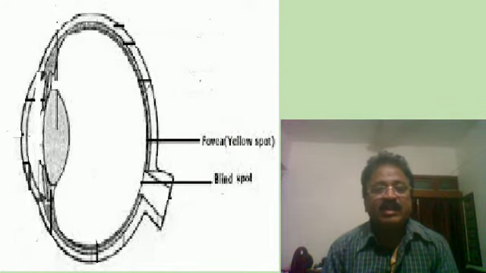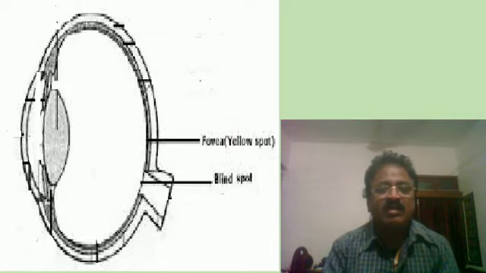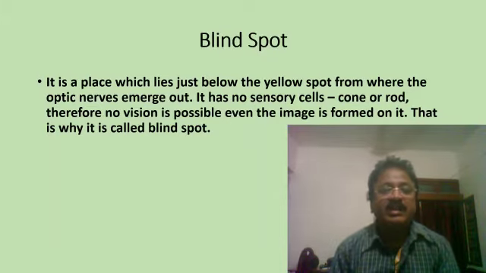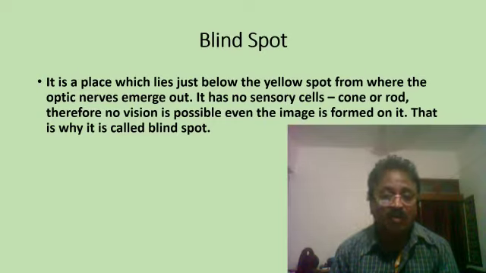In this diagram you can see the yellow spot as well as the blind spot. Now let us know what the blind spot is. It is a place which lies just below the yellow spot from where the optic nerves emerge out. It has no sensory cells like cone or rod. Therefore, no vision is possible.